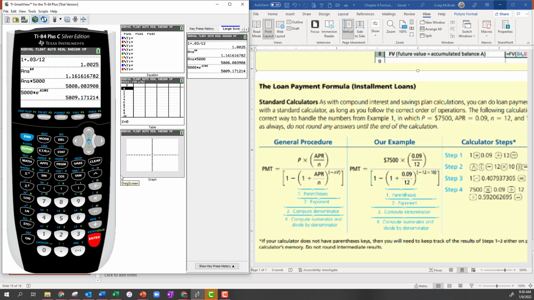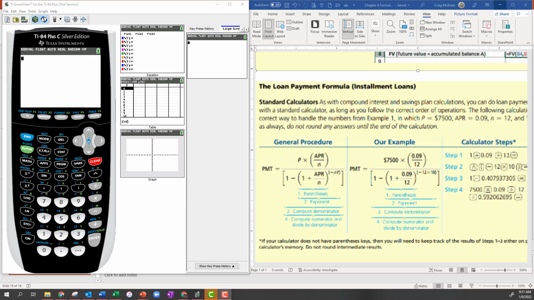You could try to do it all at once, with parentheses, and it is doable, but I think it's better to do it in pieces. But anyway, I'll show you how to do it all at once. All right, so let's try this one. 7,500 times, you really don't need these parentheses, but 0.09, right? It's safest just to do everything you see. And then we have to divide by this whole fraction, right?